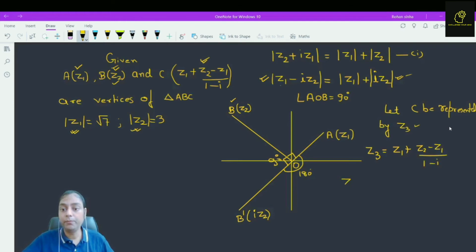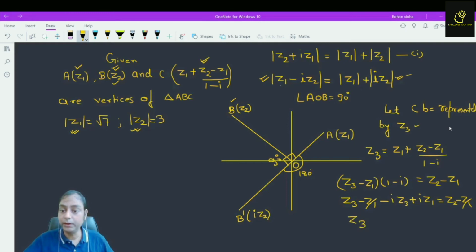Simplifying this, what do we find? We find (Z3 minus Z1) into (1 minus i) is equal to Z2 minus Z1. If we calculate this further, we find Z3 minus Z1 minus i times Z3 plus i times Z1 is equal to Z2 minus Z1. So this Z1 will get cancelled out. So what we find finally is (Z3 minus Z2) divided by (Z3 minus Z1) is equal to i.